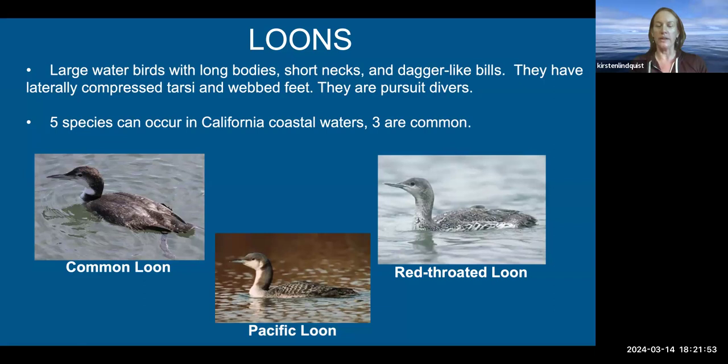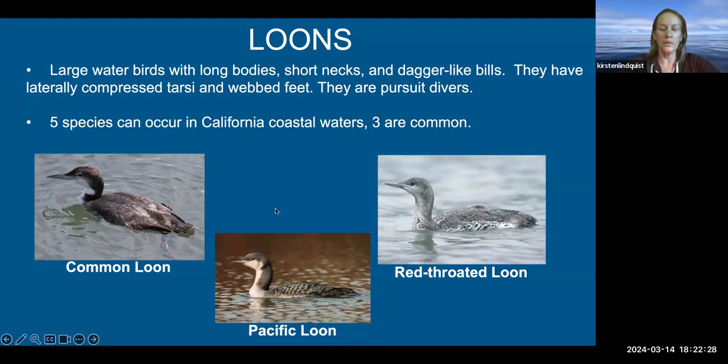We have 5 species that can occur in California. 3 are most common. We did see the common loon, the Pacific loon, and red-throated loon. We saw all 3 of them on Saturday. On our last bird walk in Bodega Bay with Peter Pyle, we did have a yellow-billed loon, so that was a fun one, unusual for this area. If you just look generally at these, you might think they are just dark and light birds, but there are some subtle patterns that you can start looking at.